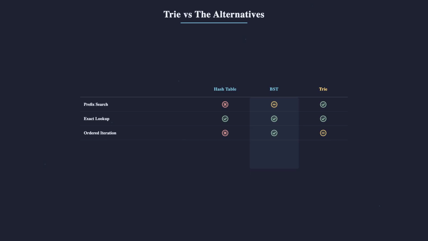Balanced binary search trees like red-black trees or AVL trees keep their keys in sorted order. You can do range queries and iterate in alphabetical order. But finding all keys with a given prefix requires navigating to the range start and scanning, which is less efficient than a trie's subtree traversal. Tries excel specifically when your operations involve prefixes, shared beginnings, or you need to enumerate completions. Their O of M lookup is independent of collection size, and prefix search is a natural, built-in operation, not an afterthought.